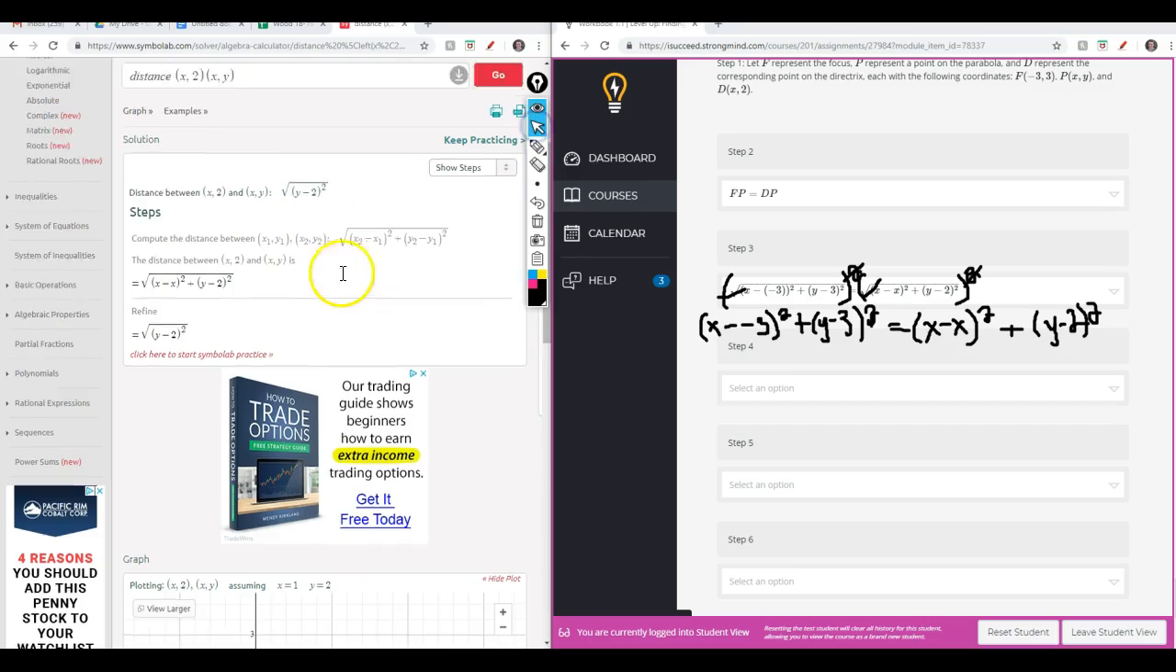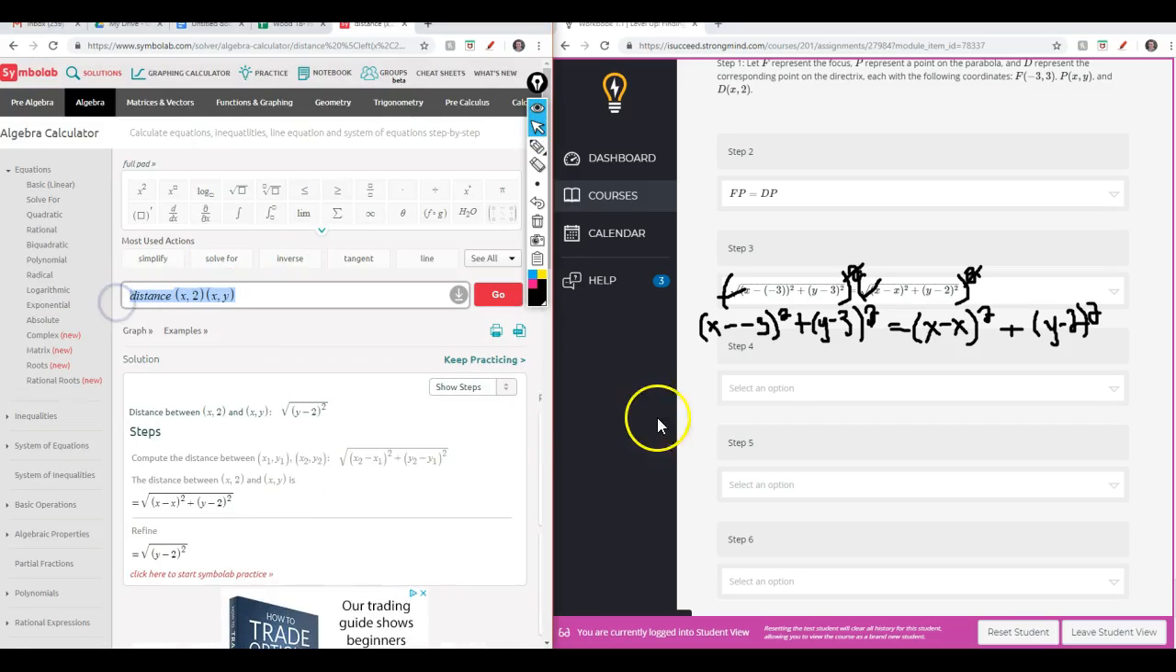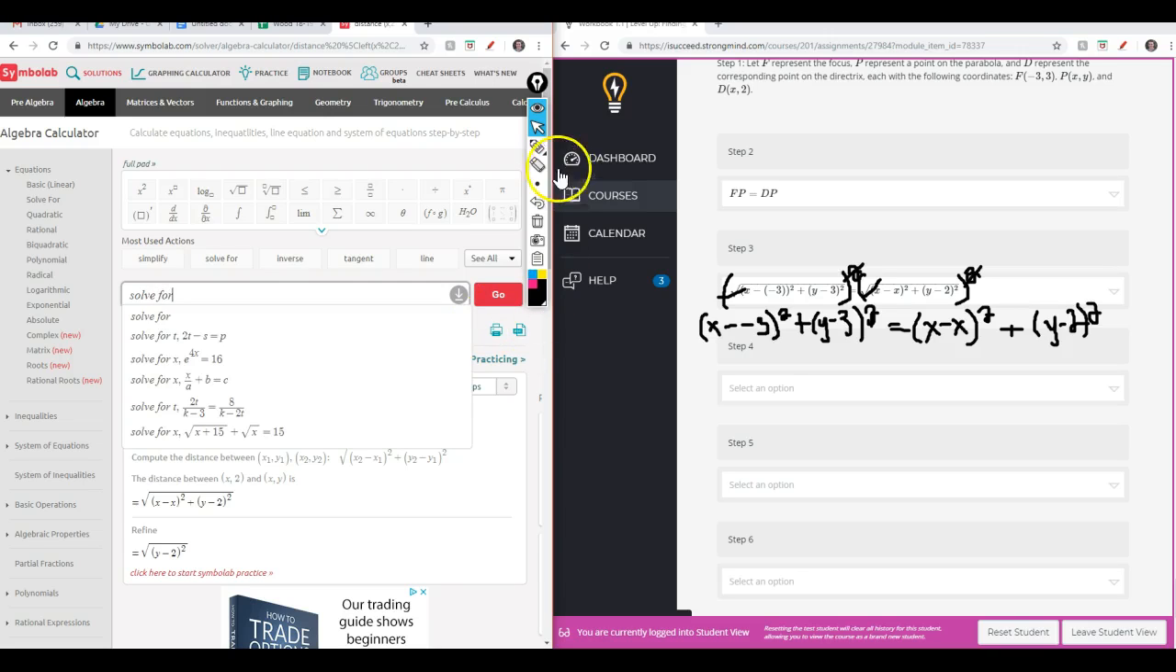So then I'm going to come over here. Here's a huge clue: solve for. Now you can either solve for x or solve for y. This is how you tell. One of these variables will reduce down to 0. And see how we have x minus x? That reduces down to 0.